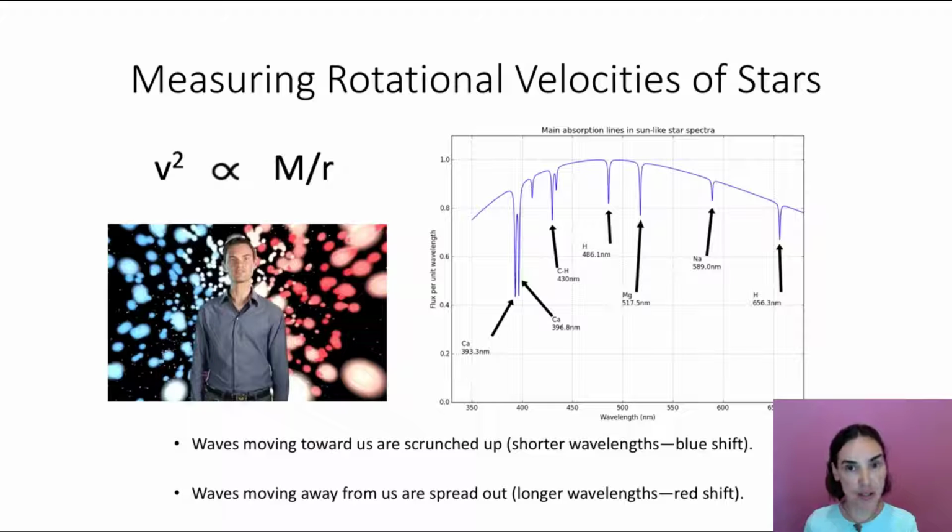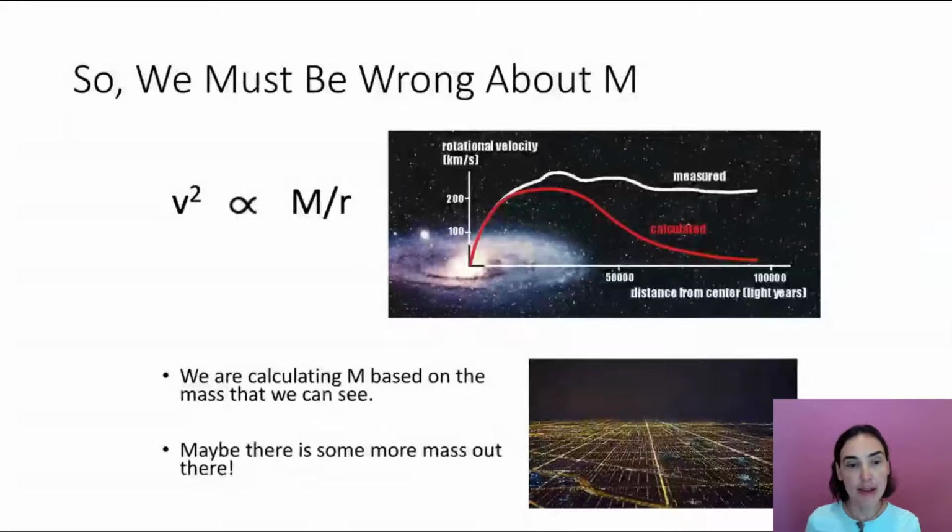Anyway, if we're right about the speeds, and assuming that we know how to measure r, which is how far away the stars are from the center of the galaxy, then we must be wrong about m. The mass must not be becoming less dense as we move away from the center. Even though the luminous mass that we see is less dense on the outskirts of the galaxy, there must be some more non-luminous mass that we cannot see.